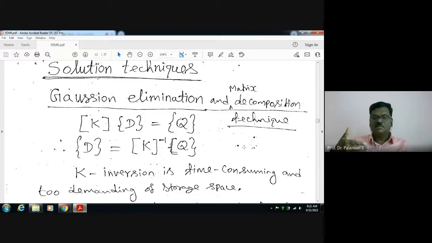There are several matrix decomposition techniques available, like Gauss elimination and Cholesky decomposition techniques. Please remember, if there are a number of unknowns, you require a number of equilibrium equations to solve them. How do you solve simultaneous equations? By multiplying an equation by some factor, and then adding it to or subtracting it from another equation. You know this procedure of determining the unknowns in simultaneous equations.